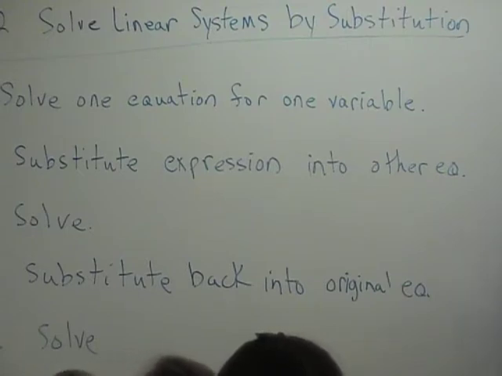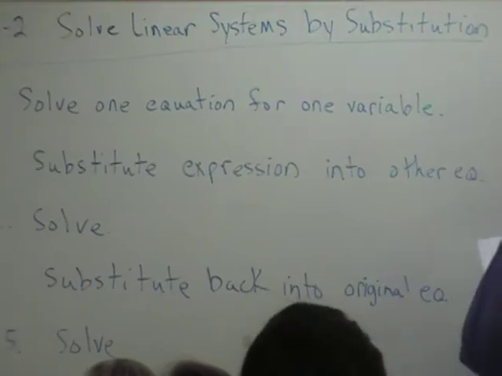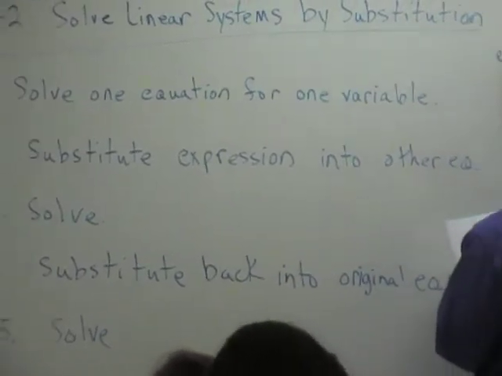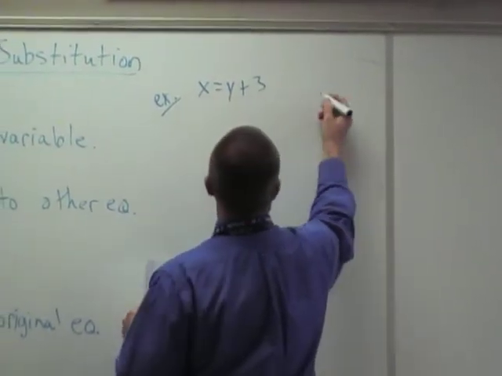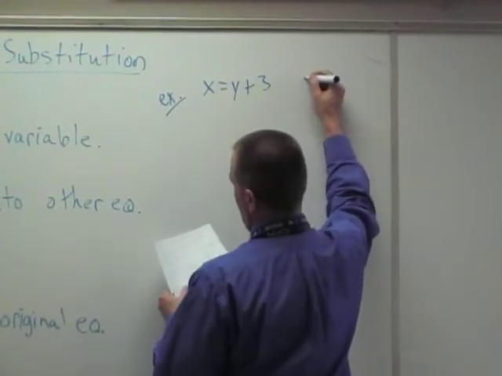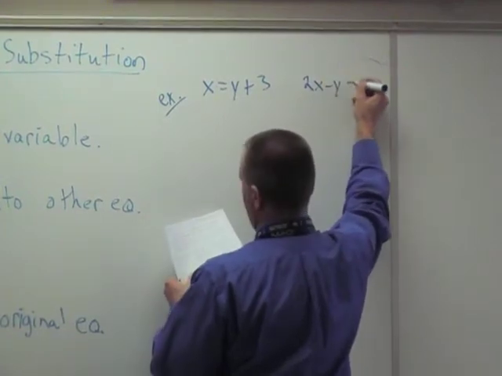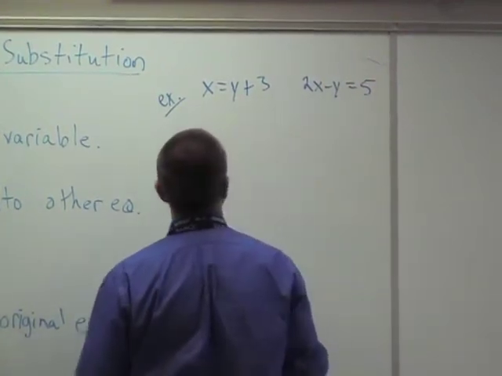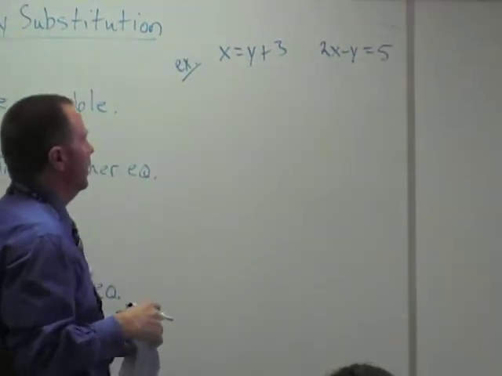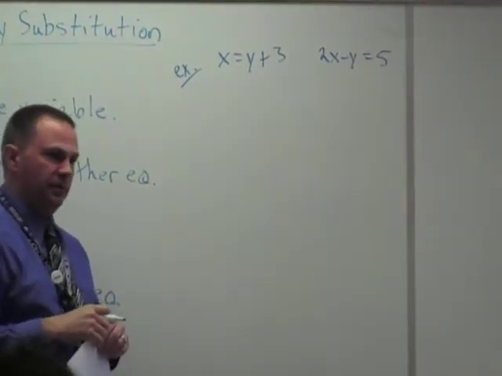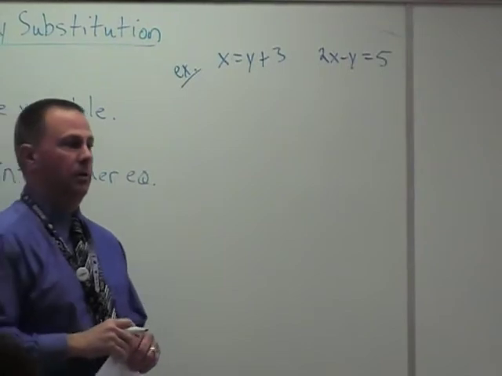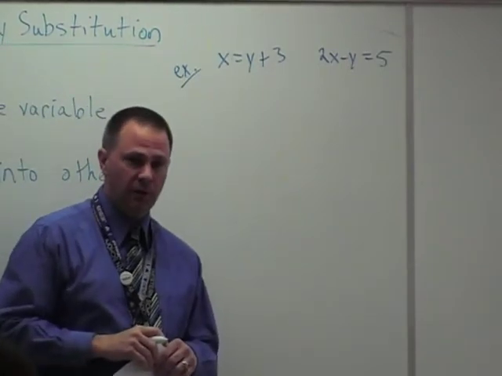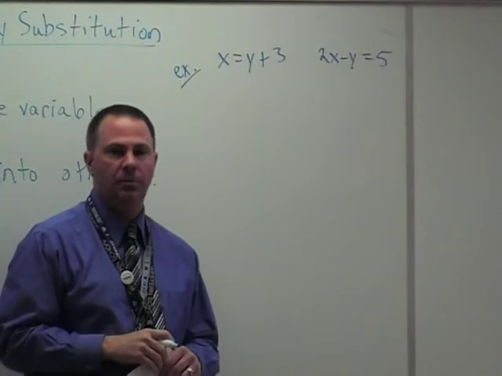5 S's. Solve, substitute, solve, substitute. Alright, so here's an example. Here's your system. x equals y plus 3. And your other equation is 2x minus y equals 5. So, step 1. Solve one equation for one variable. Is there an equation already solved? Yes. Okay, so you don't have to do step 1.